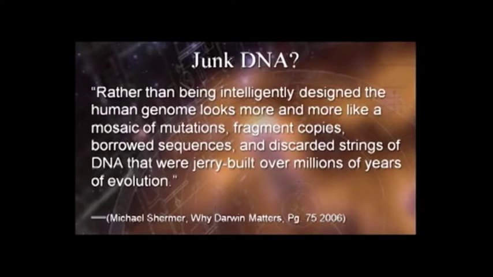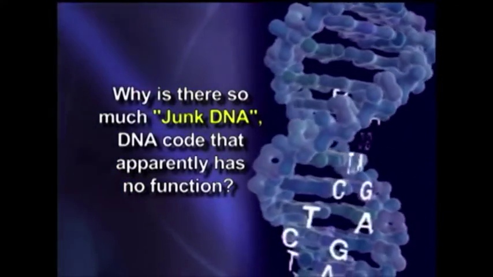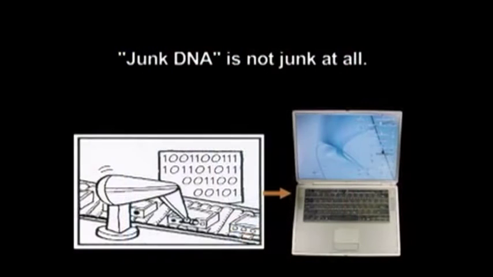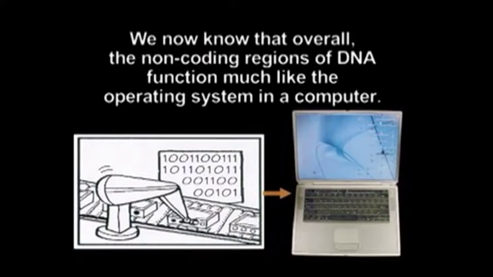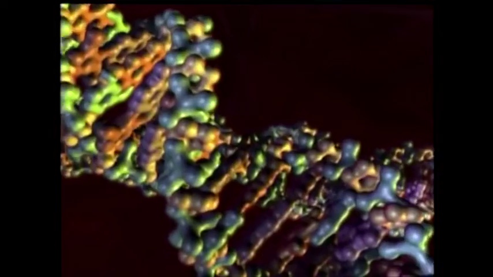Well, yeah, that's a common argument we hear. If the genome is intelligently designed, why is there so much junk DNA, DNA that doesn't code for proteins that apparently has no function? And in fact, this is a strange objection because we now know that the junk DNA isn't junk at all. What we know about the non-coding regions of the genome is that overall they function much like an operating system in a computer that is directing the timing and expression and regulation and use of the other information, the data files that code for proteins.